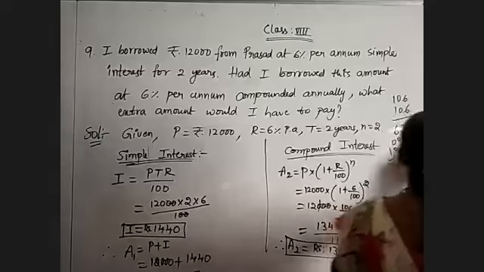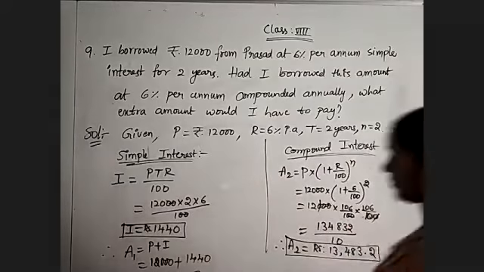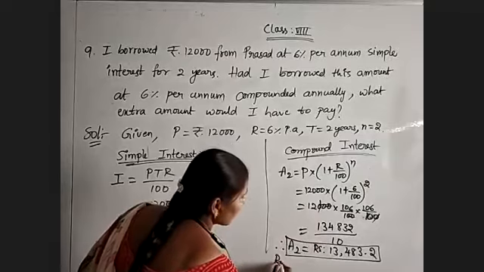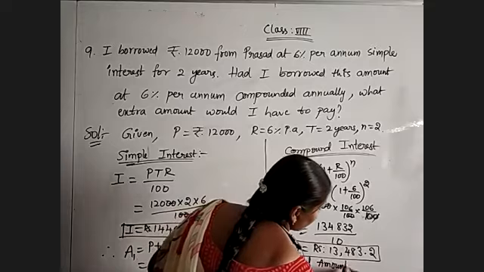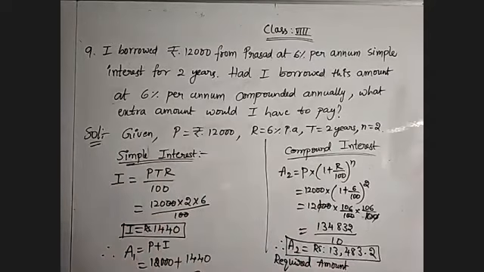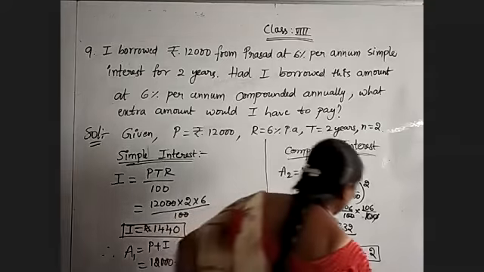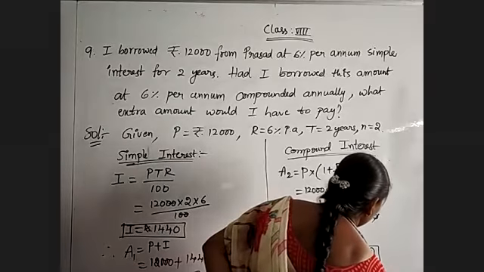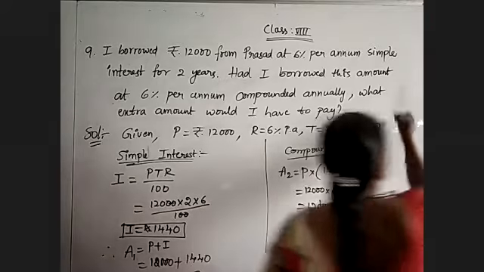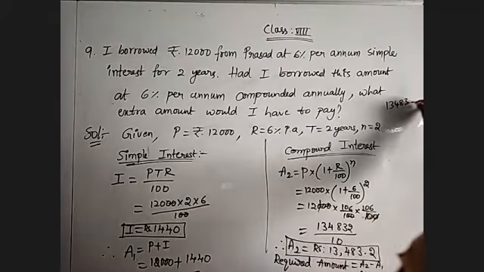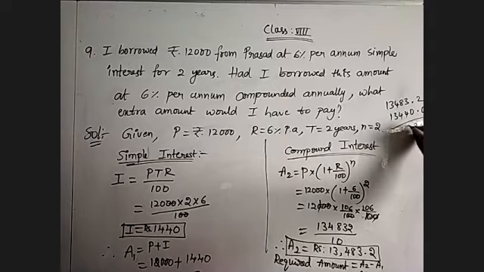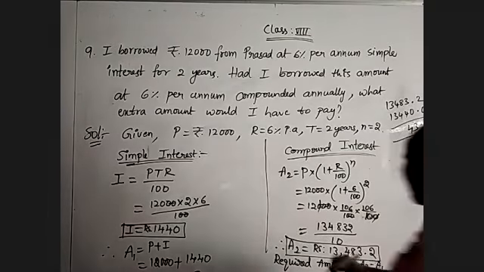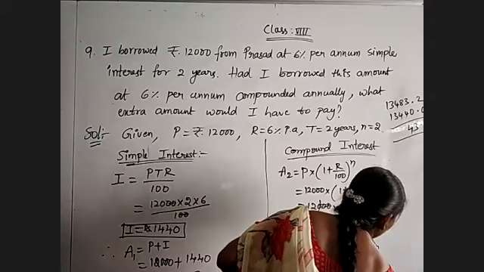So required amount is equal to A2 minus A1. So what is the difference? Find out and write the answer. That is 13,483.2 minus 13,440.0. So 43.2 rupees is the extra amount he is paying.